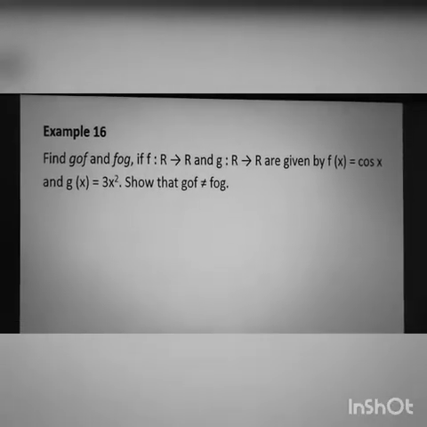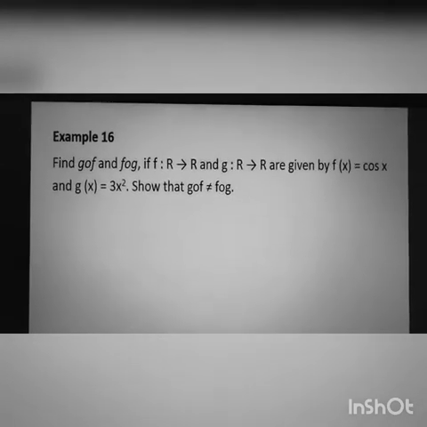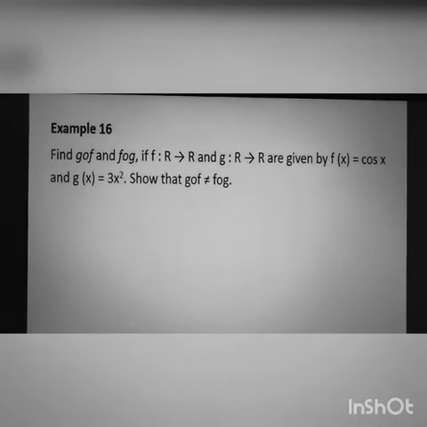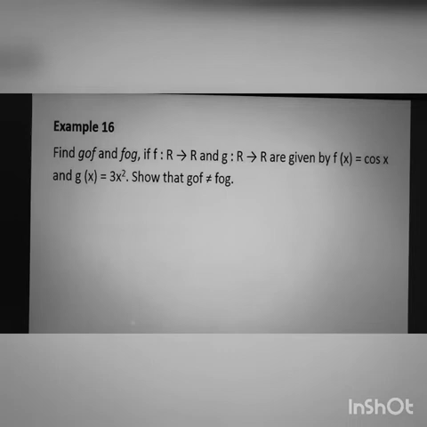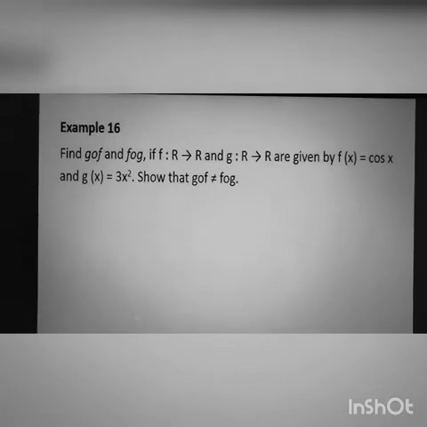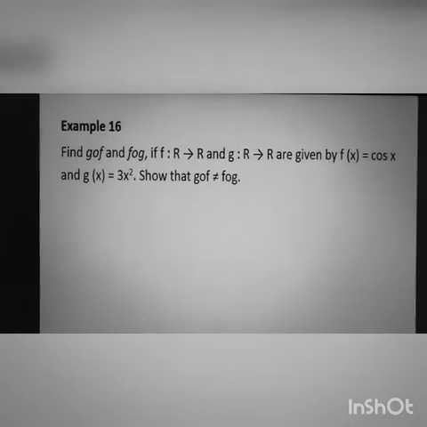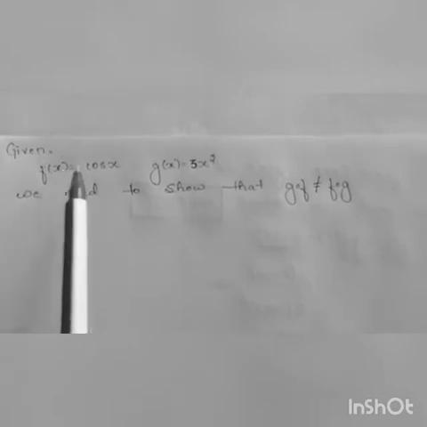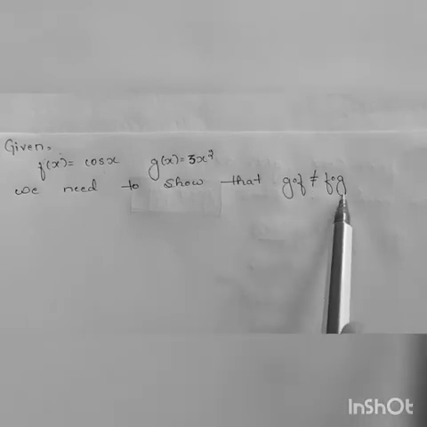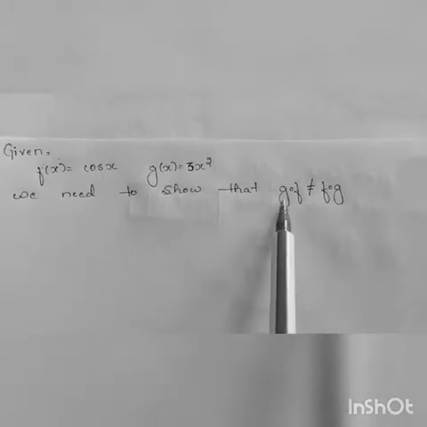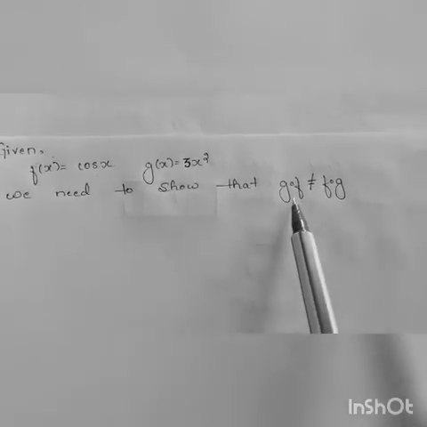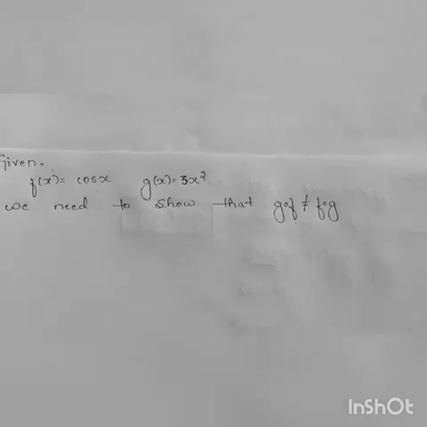Example 16. Here you need to find g∘f and f∘g, where f is given from real to real and g is also given from real to real, with f(x) = cos x and g(x) = 3x². You need to show that g∘f is not equal to f∘g. To show this, first we go for g∘f, then we check f∘g, then we show that they are not the same.